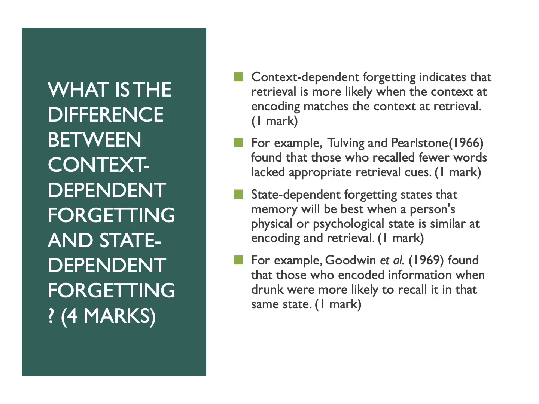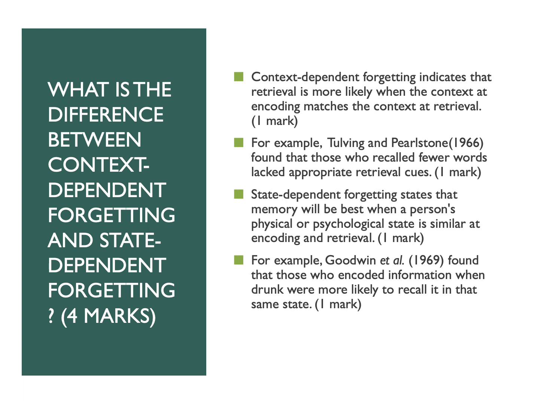So for 4 marks, you should have said words to this effect. So context-dependent forgetting indicates that retrieval is more likely when the context at encoding matches the context at retrieval. That's 1 mark. And then for your 2nd mark on context-dependent forgetting, I'd like a little piece of research. Very briefly, talk about Tulving and Pearlstone, how they found that those who recall fewer words lacked appropriate retrieval cues.